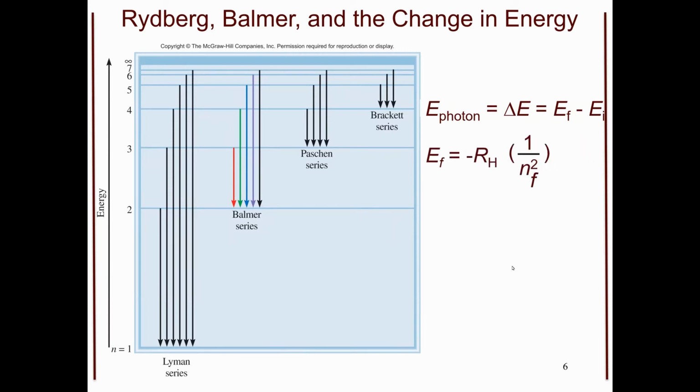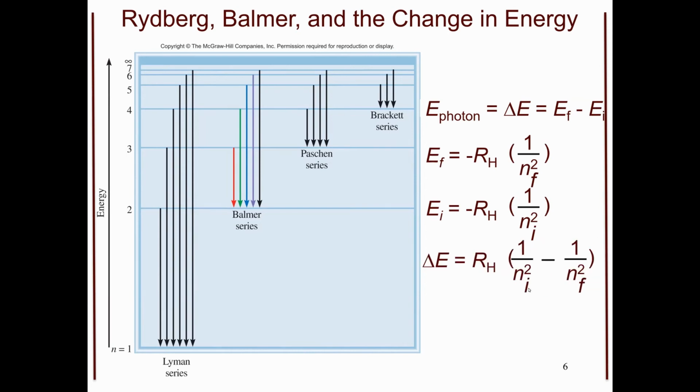We can use Bohr's idea and say that the final energy is equal to negative RH times 1 over our principal quantum number squared for our final state. We can also do the same for our initial. Let's take these two equations and plug them into our top equation, and you are now going to get what is commonly known as the Rydberg format. That is saying that the change in energy for our electrons is equal to RH times 1 over n squared of our initial state minus 1 over n squared of our final state.